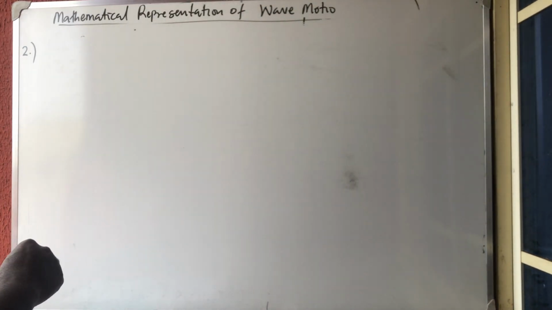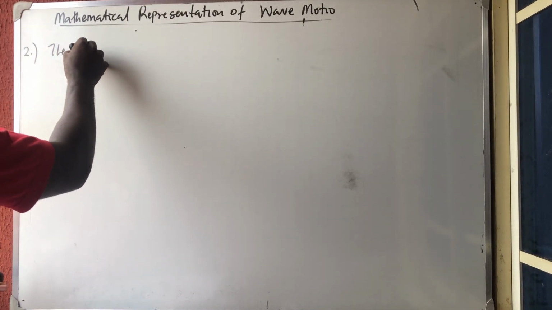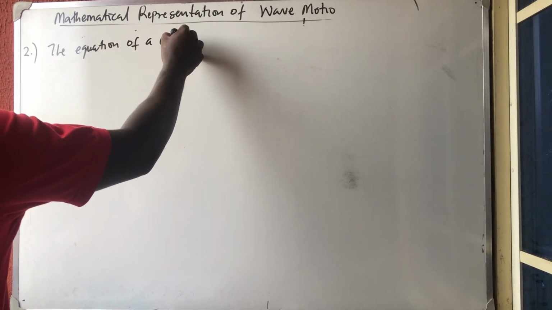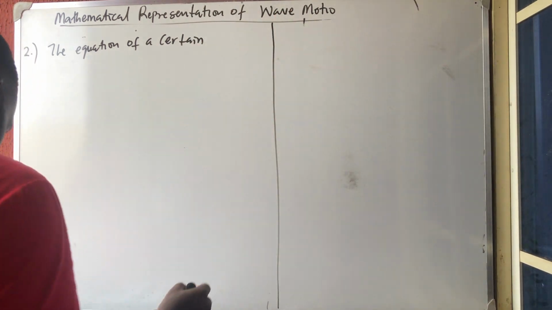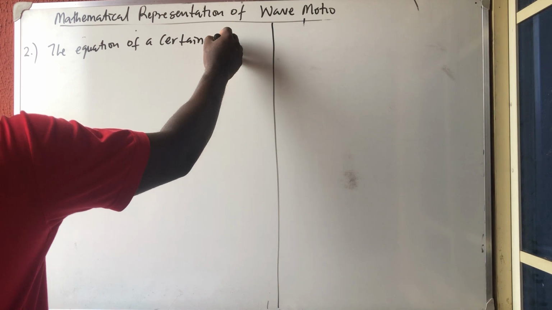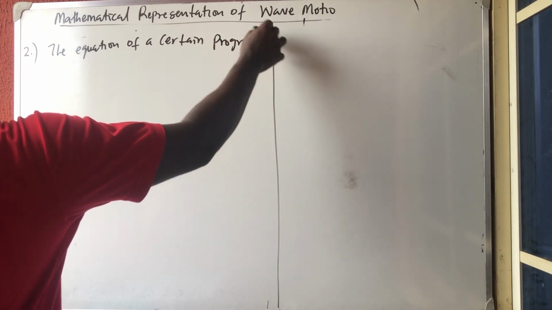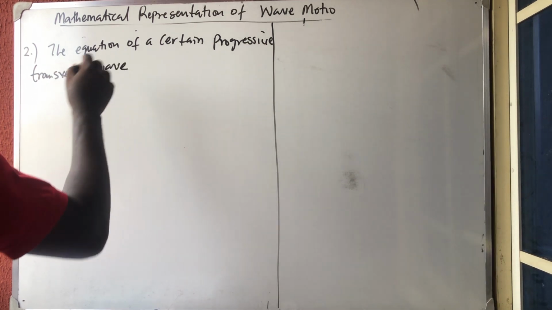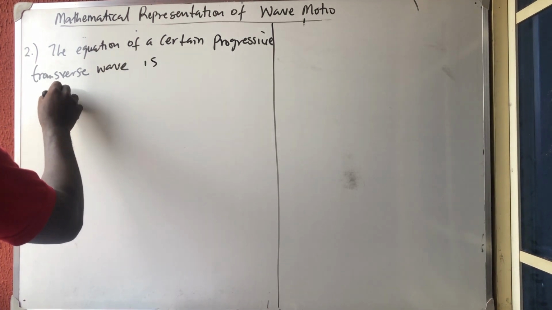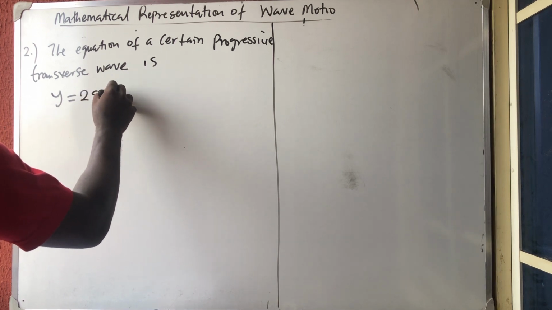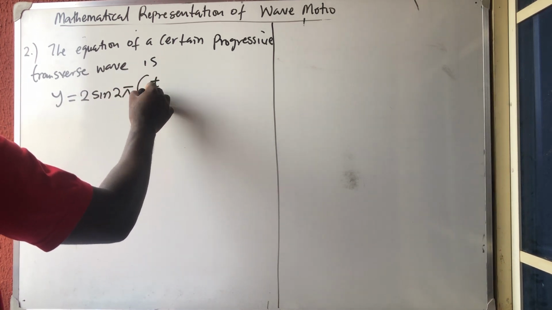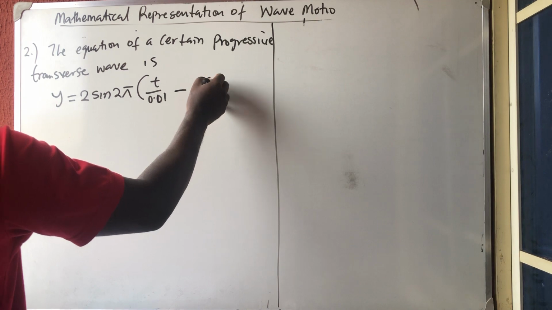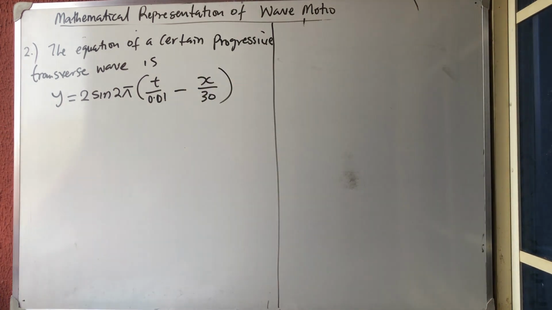Number 2 says that we have the equation of a certain progressive transverse wave, y is equal to 2 sine 2 pi in bracket of t over 0.01 minus x over 30. Okay, we have this.